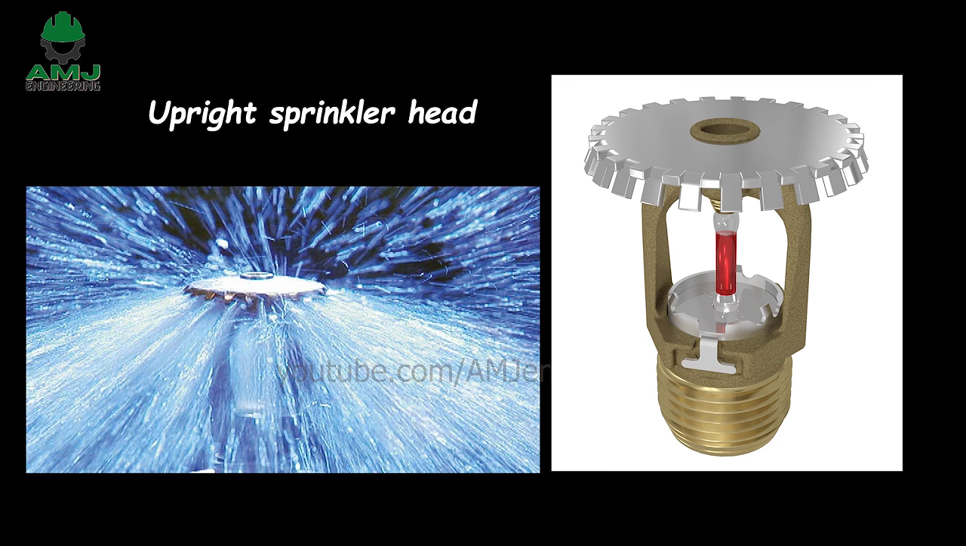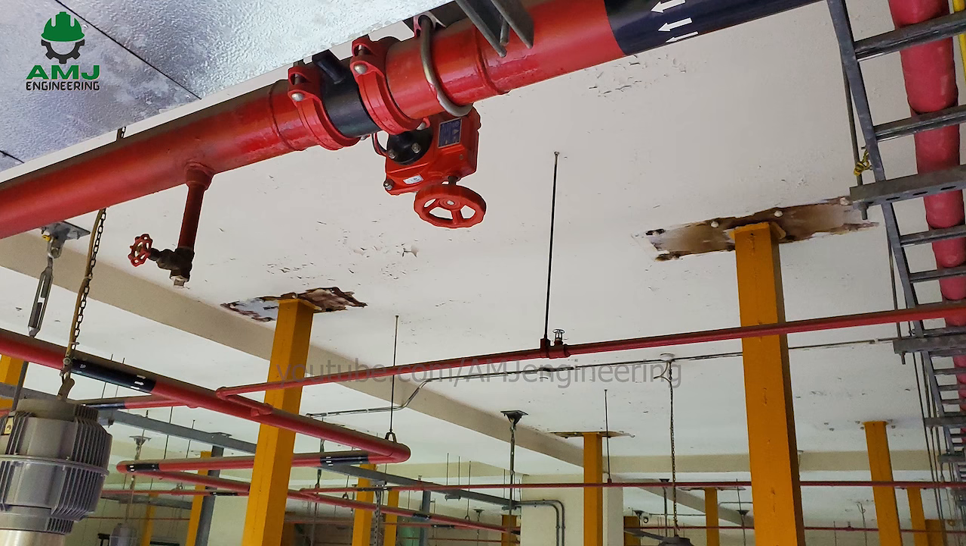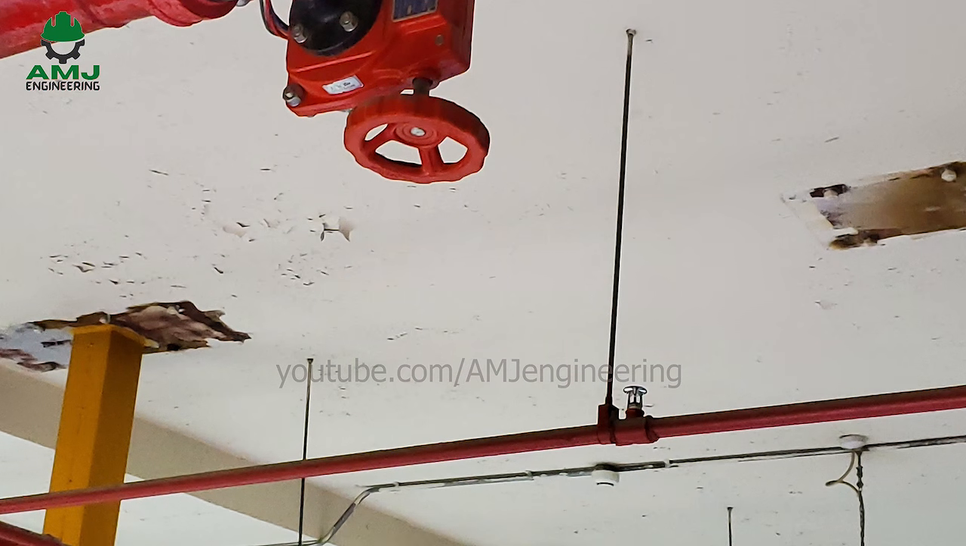Upright sprinkler head. Upright fire sprinklers spray water upward to a concave deflector, like an umbrella, producing a dome-shaped spray pattern. Rather than descending through the ceiling, these sprinkler heads are usually mounted on pipes just below the ceiling.